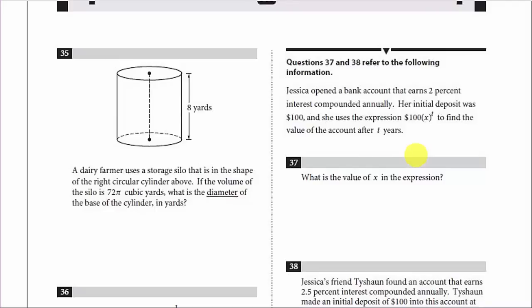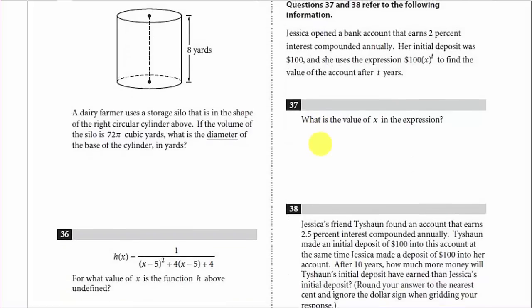All right, so a dairy farmer uses a storage silo that is in the shape of a right circular cylinder. All right, dog barked. I don't know if you heard it. But anyway, let's start this problem again. It says a dairy farmer uses a storage silo that is in the shape of the right circular cylinder above. If the volume of the silo is 72 pi cubic yards, what is the diameter of the base of the cylinder in yards? All right, well, we just need the formula for the volume.